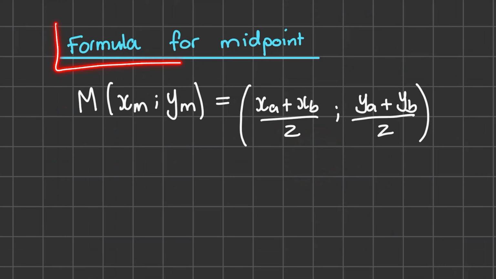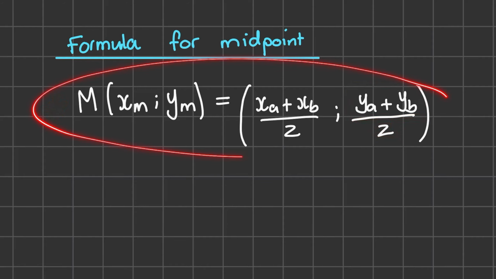From those two examples, we have the formula for the midpoint between 2 points. The x of the midpoint is the two x values of the line segment added together divided by 2. And the y of the midpoint is the two y values of the line segment added together divided by 2. Now we're going to have two examples where we use this formula directly.